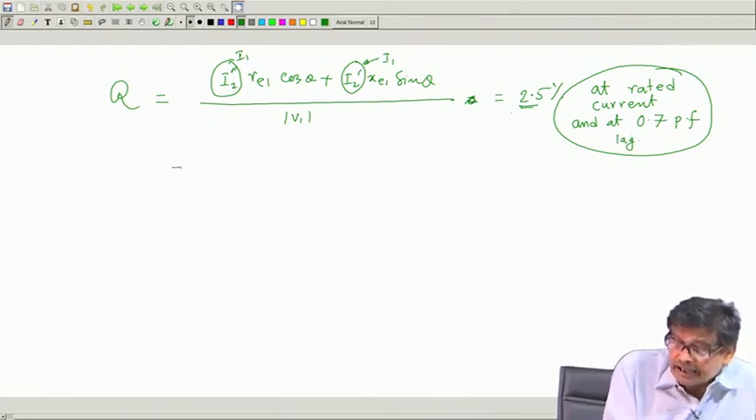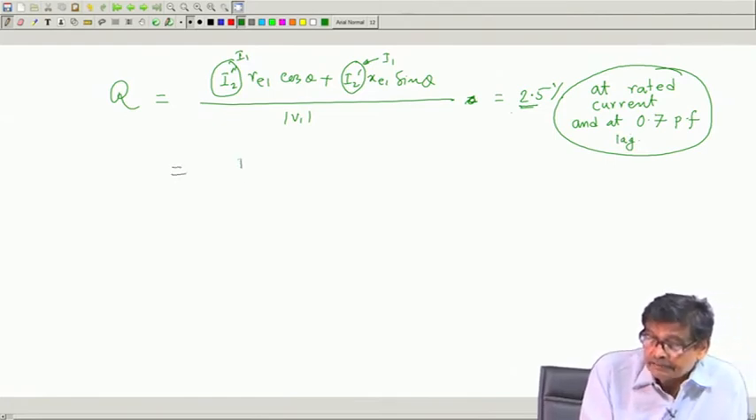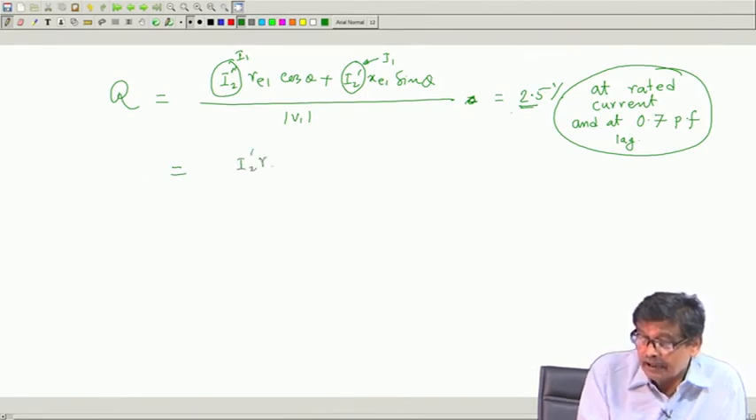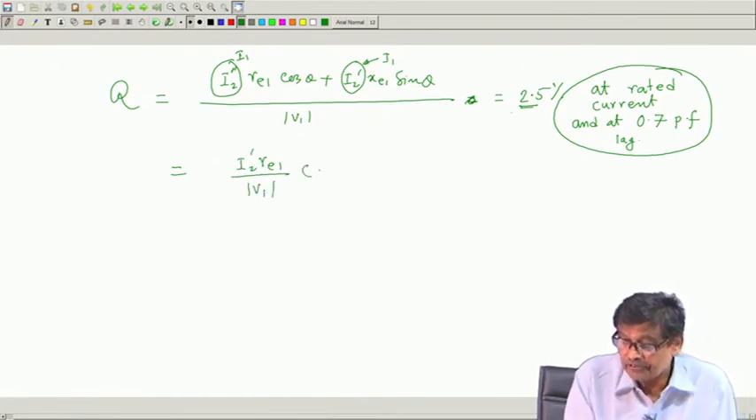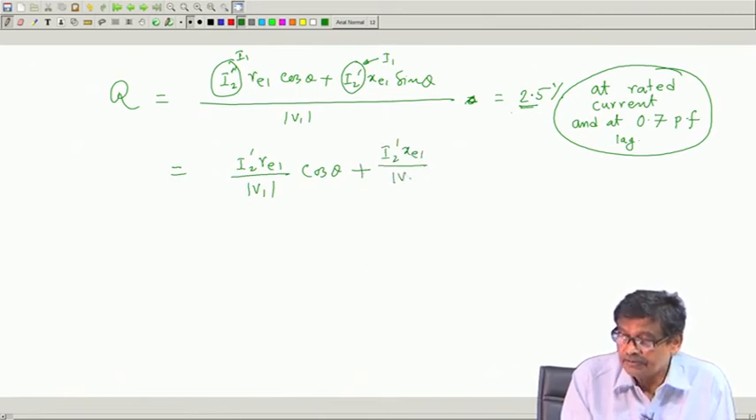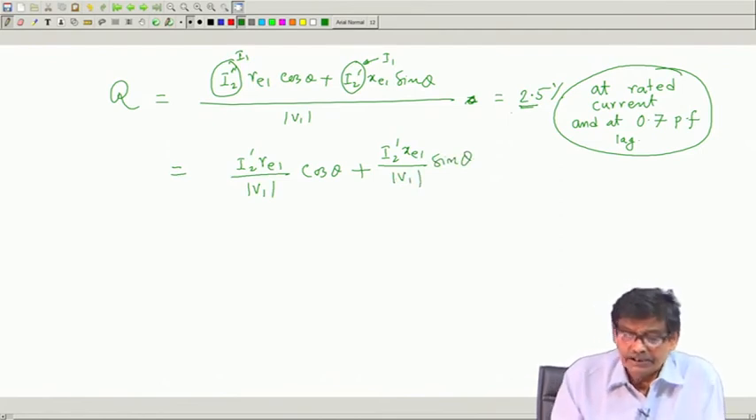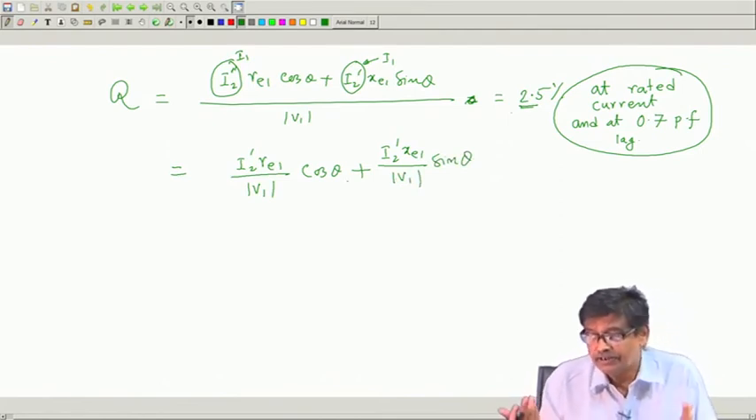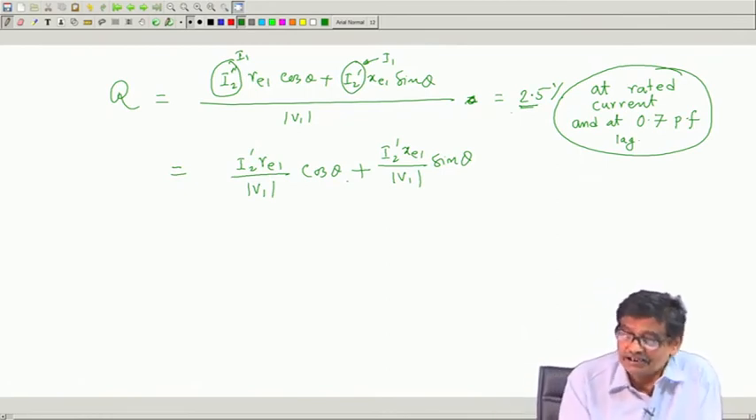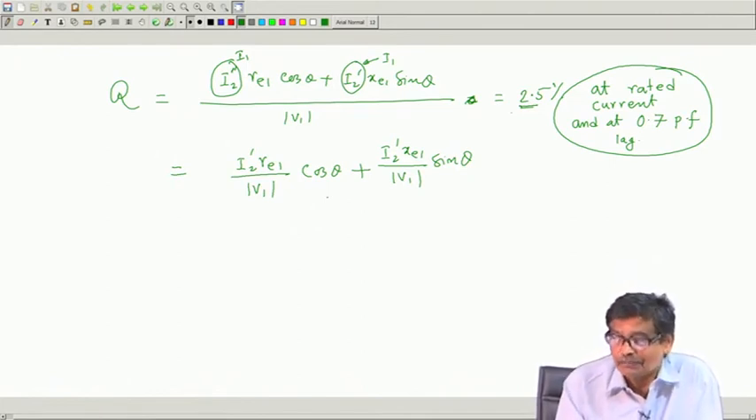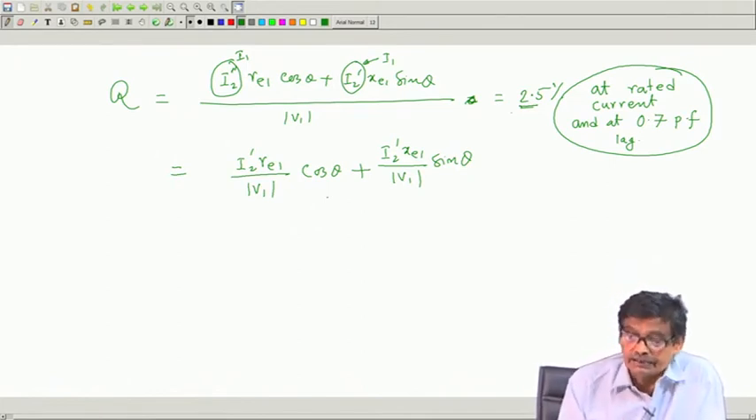This expression can be written as, only one point I will tell, I 2 dashed R e 1 by V 1 cos theta plus I 2 dashed x e 1 by V 1 sin theta. What will be the regulation of an ideal transformer? R e 1 0, x e 1 0, it will be 0. For an ideal transformer, regulation is 0, because there are no internal drops taking place. So, it can be written like this.